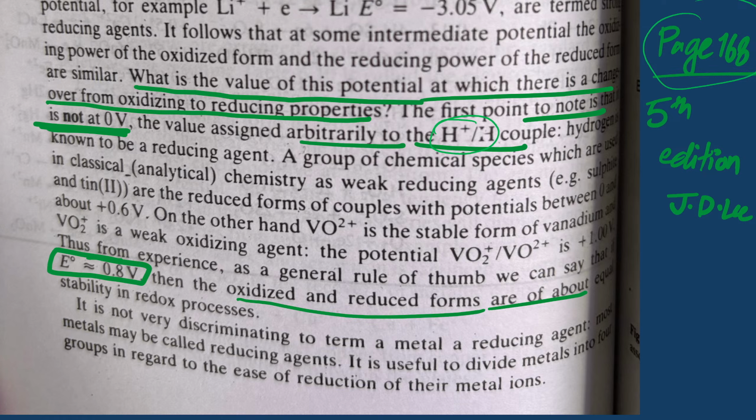So what they're saying is that from experience, around this 0.8 volts, which is actually the silver couple, it's neither an oxidizing agent nor is it a reducing agent. Okay? And they've given a lot of theory around it, right? They're saying points around this, around 1, it is this.